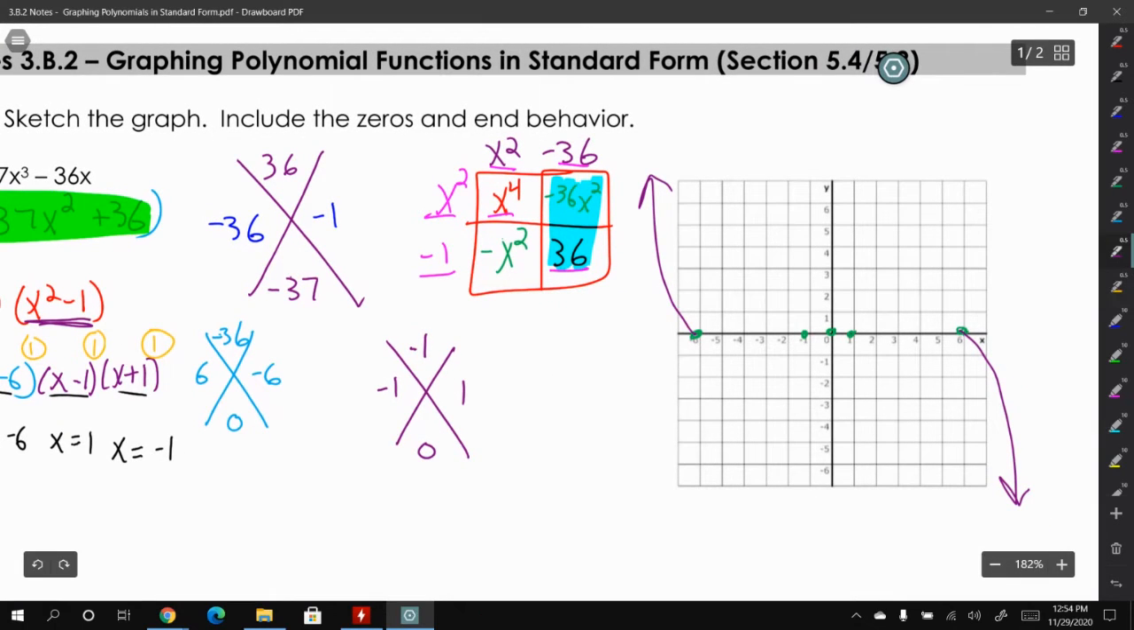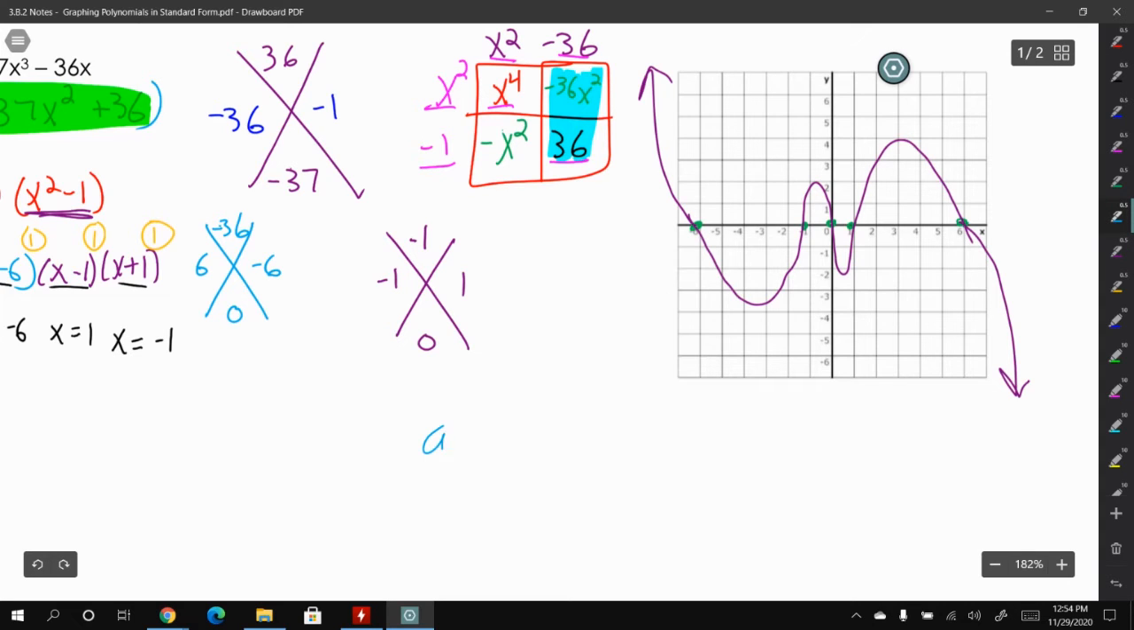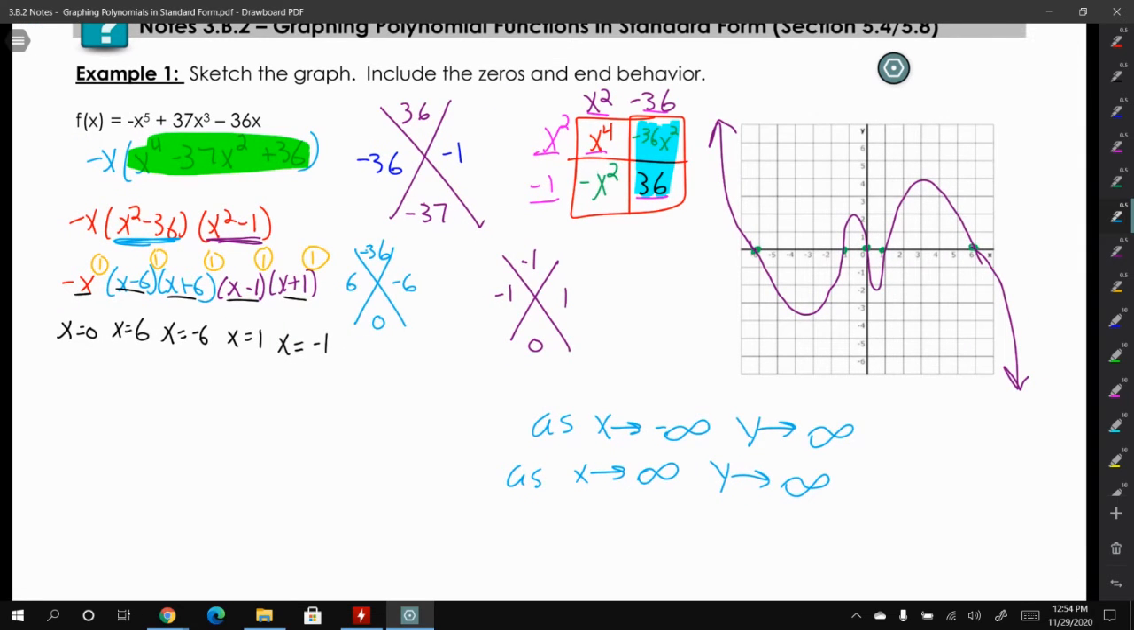So just try your best. It doesn't matter how far down and up you go between your x-intercepts, but it is super important to cross your x-axis at all of those zeros. So our end behavior: as x approaches negative infinity, the left side is going up. And as x approaches positive infinity, the right side is going down. So this is a good refresher of what we did last time, and hopefully this wasn't too difficult to get through.